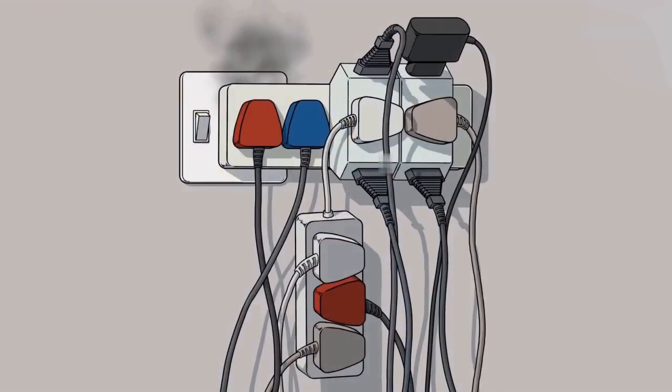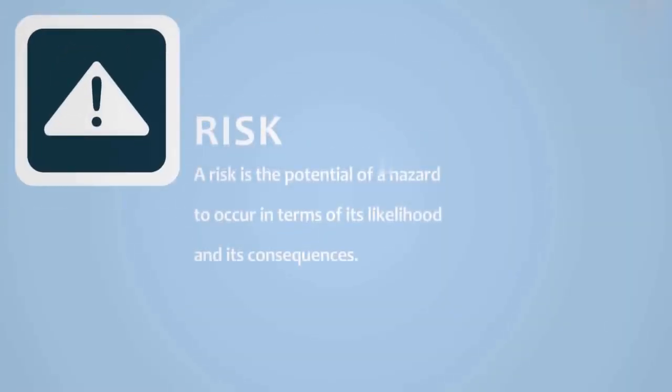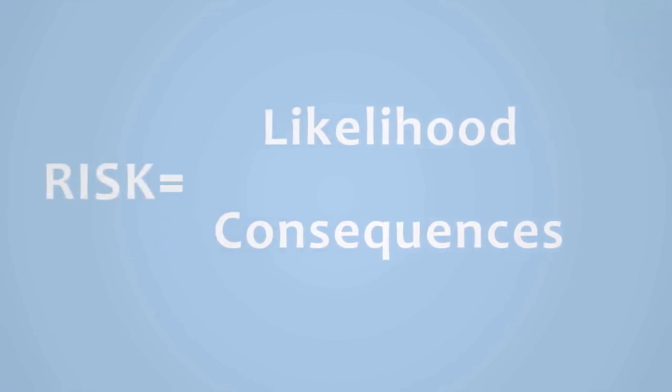Hazard. A hazard is anything that has the potential to cause harm. Risk. A risk is the potential of a hazard to occur in terms of its likelihood and its consequences. Likelihood means the probability of risk occurrence, and the consequences refers to the severity of the risk. So risk is equal to likelihood times consequences.